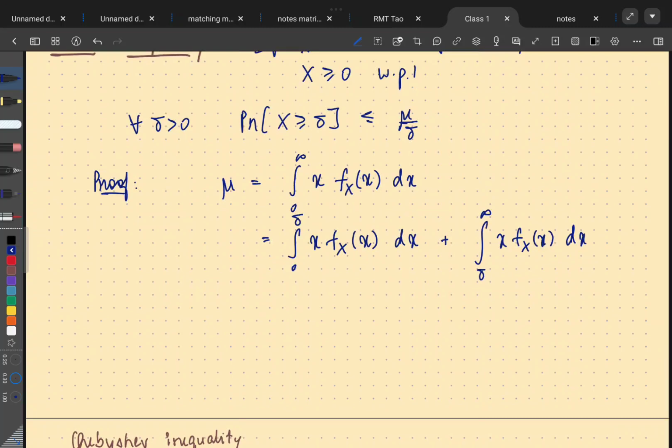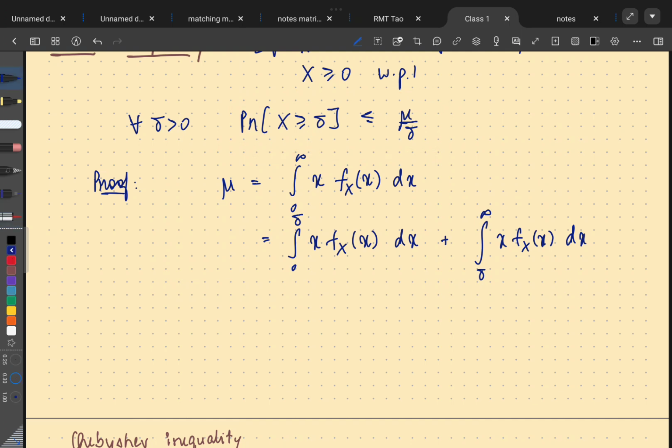Now, ultimately, what do I want? If you think about how the inequalities should go, the statement of Markov's inequality, if I rearrange, basically I should get mu greater than or equal to delta times probability that x is greater than or equal to delta. This is an instance where we know what the final result is, so we have somehow to get this.